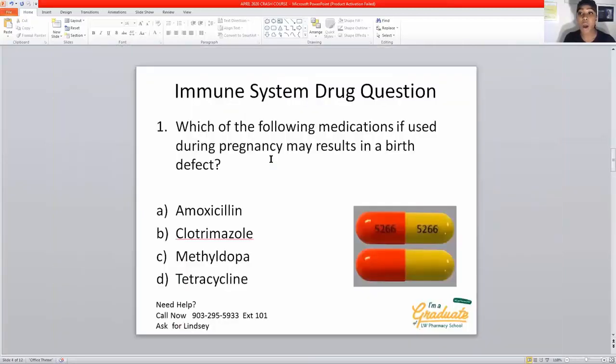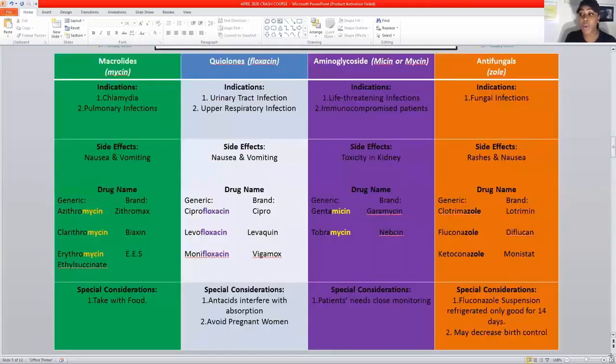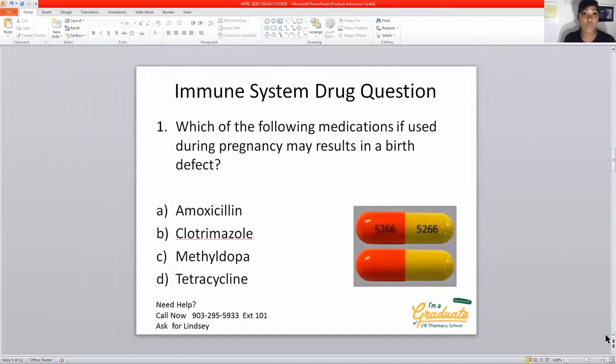Any of my friends who are already inside of the pharmacy will tell you that the generic is what we dispense because that's what insurance companies will pay for.